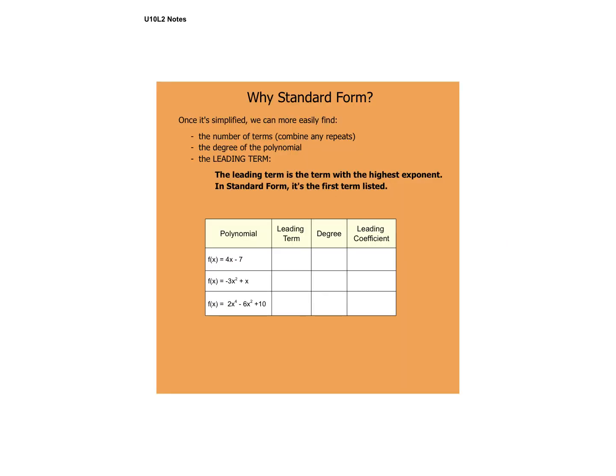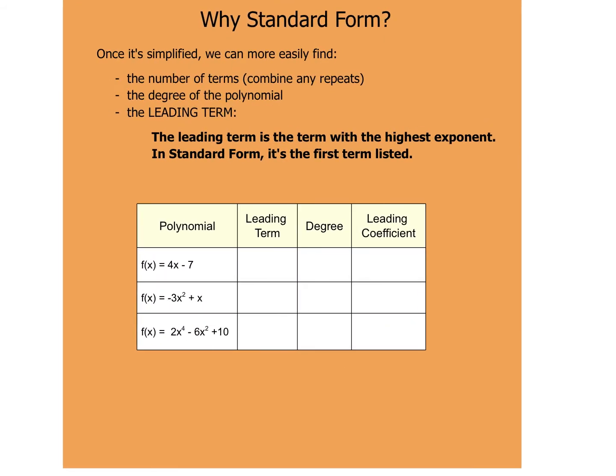Okay, moving on. Why do we put things in standard form? Once it's simplified, we can find how many terms there are. We could have found that either way. Didn't matter. Although we combined any repeats, like the one where they both had x squared on them, or x to the 3rd on them. I don't really agree that we can more easily find the leading term, the degree, but the leading term does have the degree on it, so it's pretty handy if that's in front.